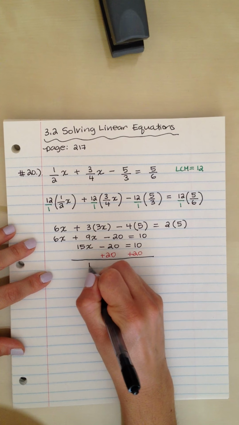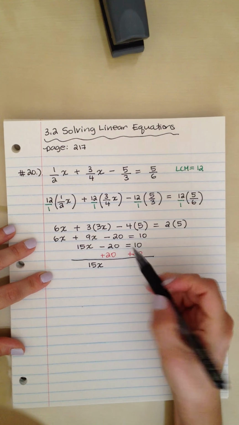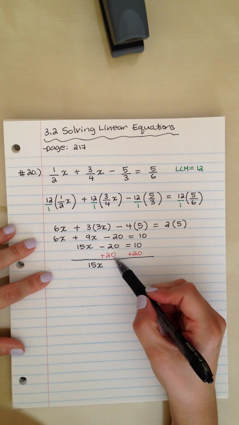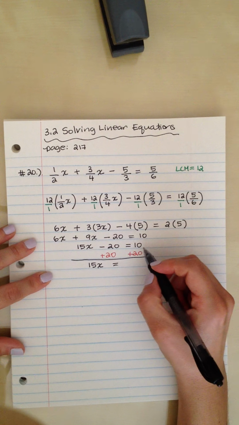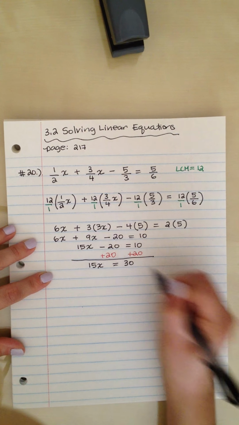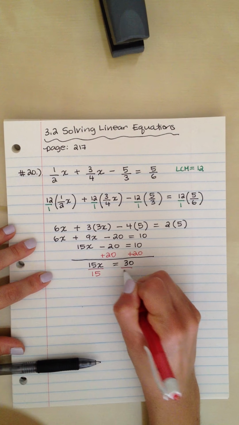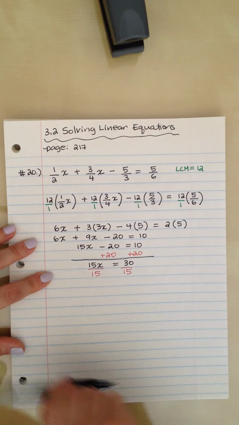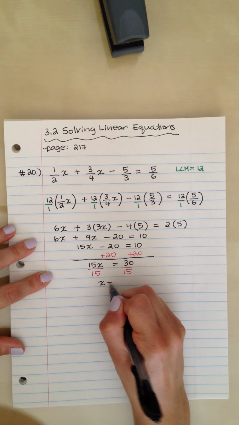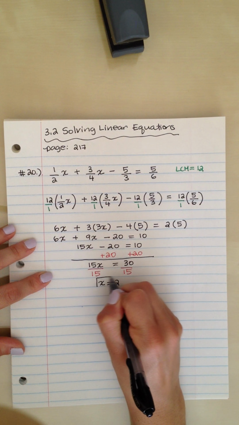Okay, so we have 15x. Negative 20 plus 20 is 0, equals 10 plus 20, that's 30. Divide by 15 to isolate your x. And we solve here and we get x equal to 2, and that's our final answer.